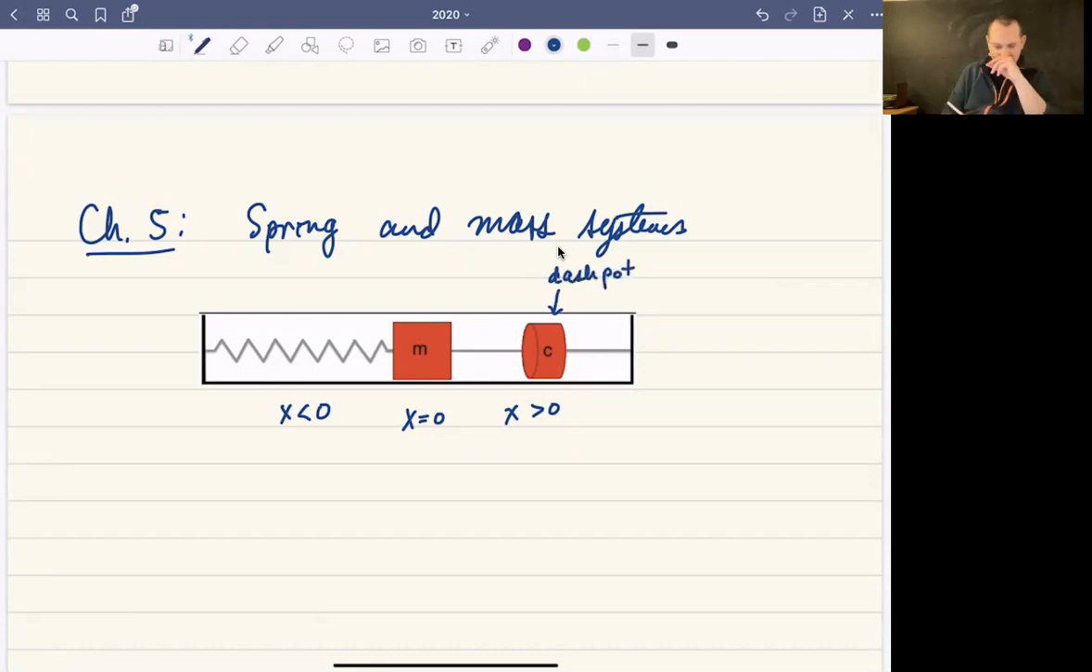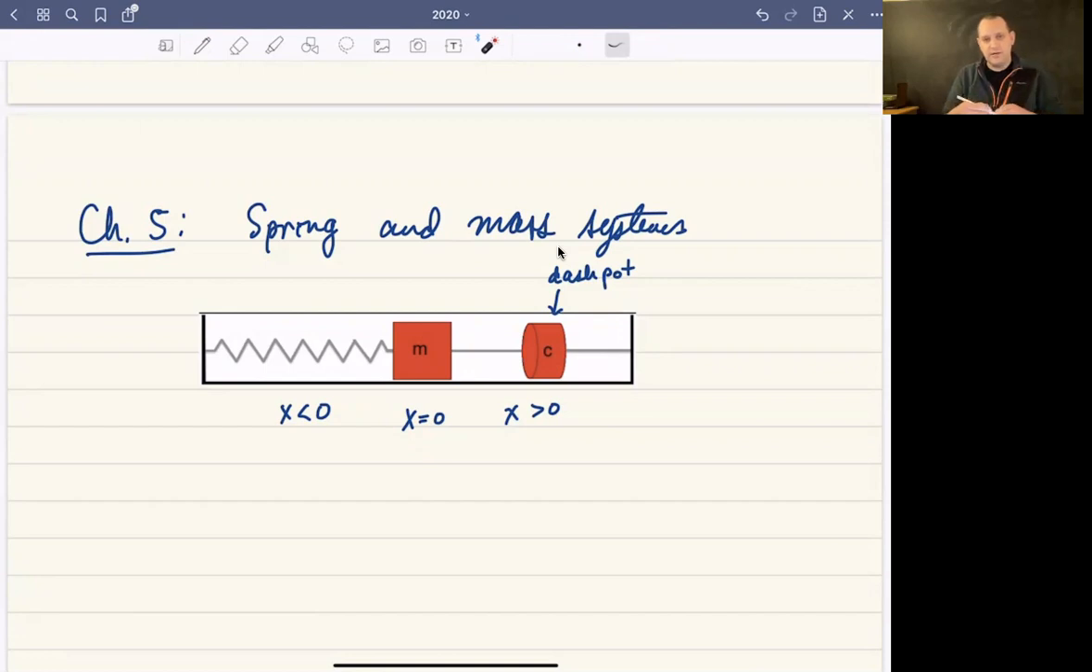What we're going to do is study what happens if you take this object, stretch it, and then let go under different circumstances. Would it just oscillate back and forth infinitely? Would it settle down? And so on. Again, x equals 0 is the equilibrium point, the point where you would just let go and nothing happens. If x is positive, the spring is stretched. If x is negative, then the spring is compressed, so it's closer to the wall than the equilibrium position.